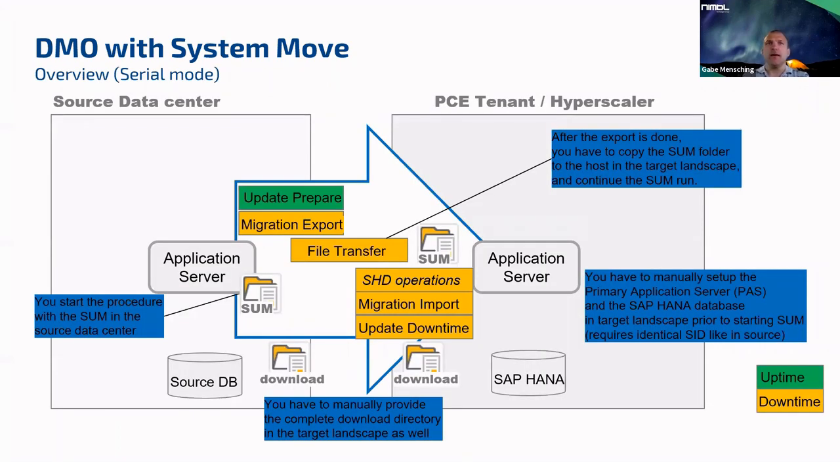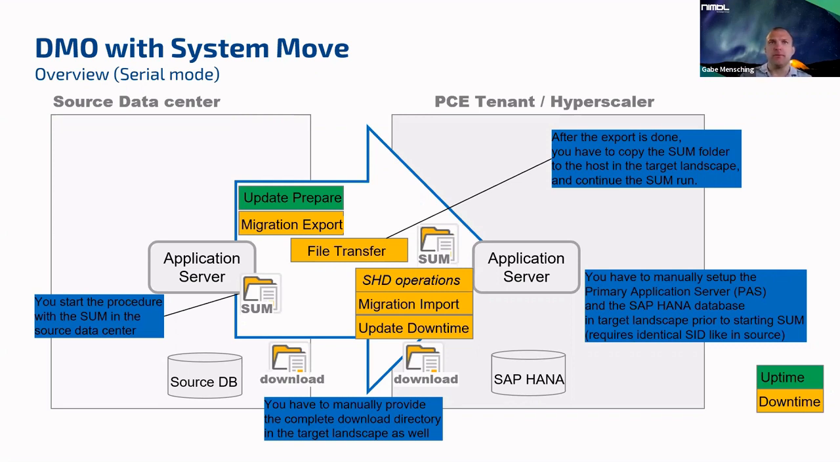So the DMO with System Move has two different options. The first we'll talk about here is the serial mode. The serial mode for the database migration option is a transfer mode in which only one data transfer happens. You'll run the complete SUM procedure in your source landscape, and this also includes entering downtime and then exporting the database out. Until that is completed, you then copy the SUM folder from the source to the target. Once the SUM folder is all the way migrated to the target, you then continue the procedure, and in this, the shadow operations actually run in downtime. So this is going to significantly extend your downtime.